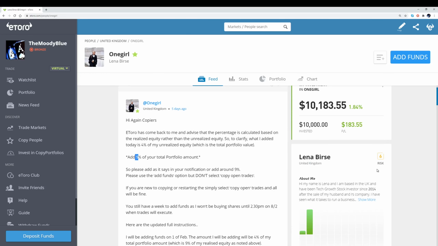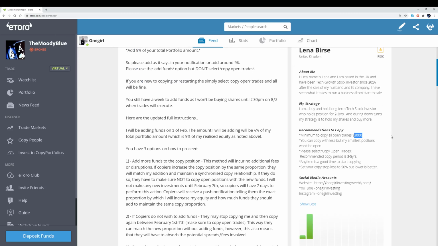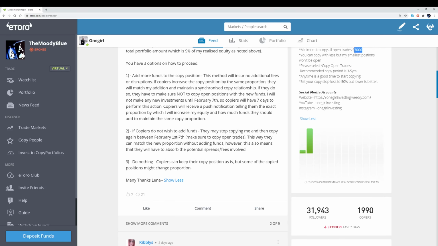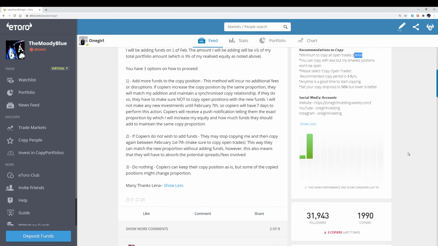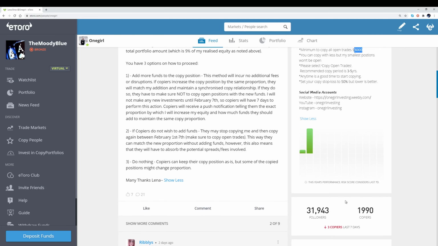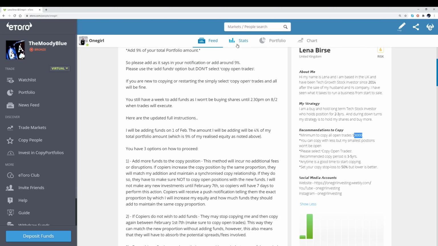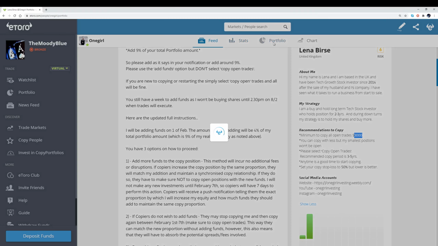But you can really see by being unclear on this, and actually by over-egging the pudding by saying 3,000, what she's done is cost herself copiers, because she has 1,990 copiers. But if you look at someone else, Yepy Kirkbond, Mariano Pardo, Heloise, they have all got over 10,000 copiers. So I think by setting this bar at 3,000, Lena is really chasing away and deterring copiers. So I don't think that's a good thing.